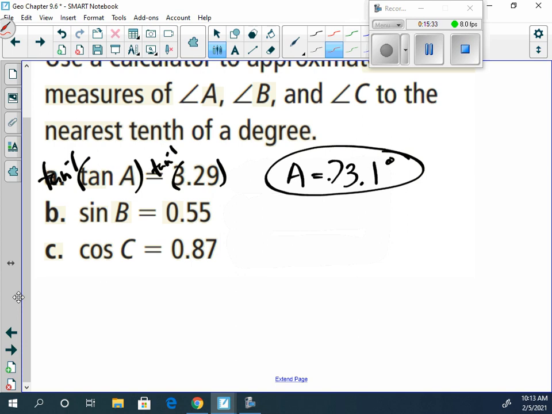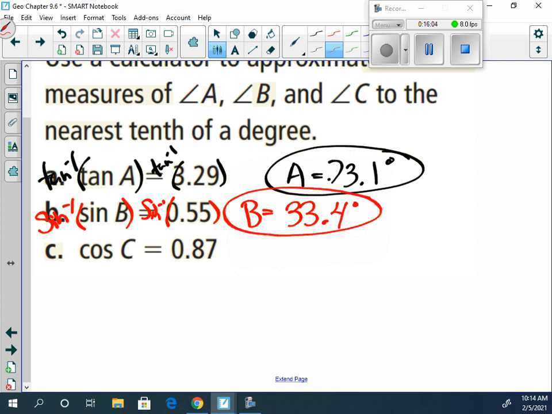What would we do if sine of B equals 0.55? All right, we're going to take sine inverse of both sides, which is nice because sine inverse of sine of B leaves us with our angle. Those undo each other. And if I type in sine inverse of 0.55 in the calculator, hit enter, it gives me an angle of 33.4, yes?